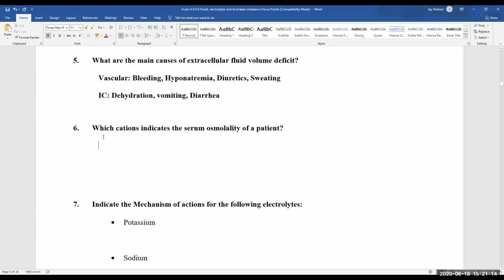What about, okay, the cations here indicates serum osmolality of a patient. There are few that we talked about. What are the major ones that we know? Sodium, right? Magnesium, calcium. Magnesium and calcium. Chloride. Right? Isn't chloride an anion, not a cation? Yeah, you're right. I'm sorry. Okay, magnesium, calcium. All right, good.